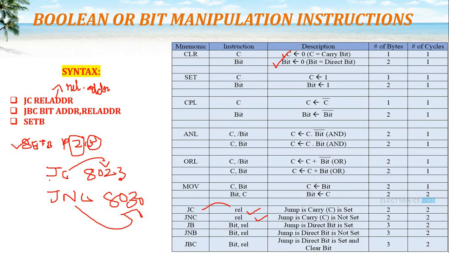If the direct bit is not set, then I can mention any address here, that is the bit address or relative address. If carry is not set or if any bit is not set, then you can move to this instruction. These are some of the instruction types. While we are discussing programs, we'll clarify what these instructions are.